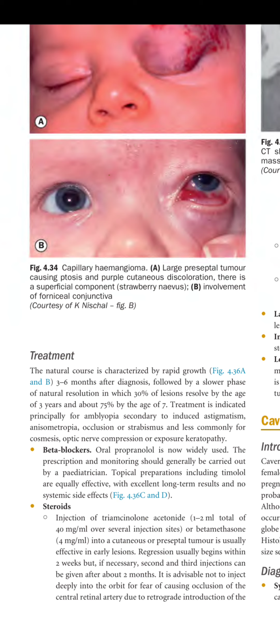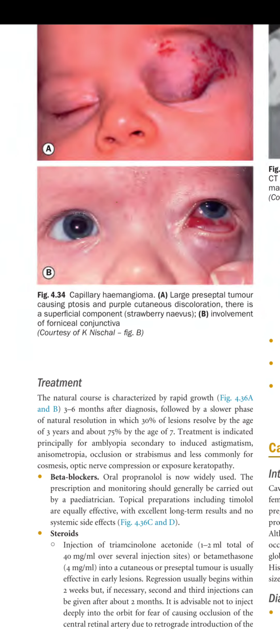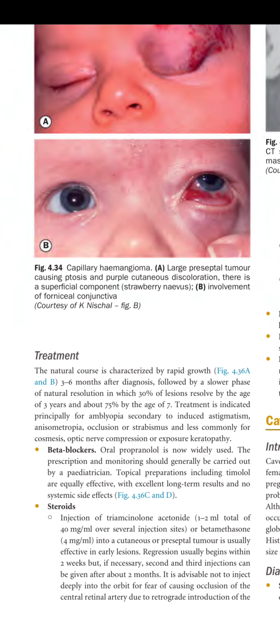Treatment is indicated principally for amblyopia secondary to induced astigmatism, anisometropia, occlusion, or strabismus, and less commonly for cosmesis, optic nerve compression, or exposure keratopathy. So there are certain indications why you treat a patient with a capillary hemangioma: to prevent amblyopia, anisometropia, astigmatism, strabismus, and for optic nerve compression or exposure keratopathy. So the mainstay of treatment is beta blocker.